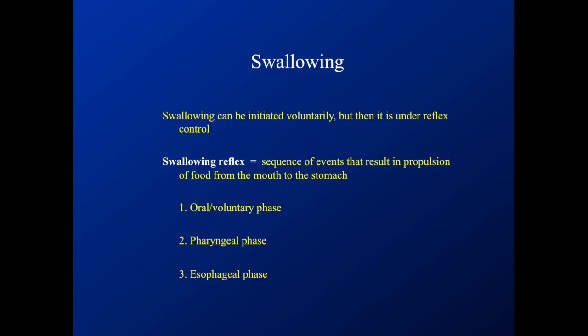So swallowing is initiated by voluntary control, but then as soon as the bolus of food begins its passageway down, the swallowing reflex is enacted. And this is a sequence of events that pushes the food bolus from the mouth down into the stomach through the esophagus. And there's three phases: the oral voluntary phase, the pharyngeal phase, and the esophageal phase.